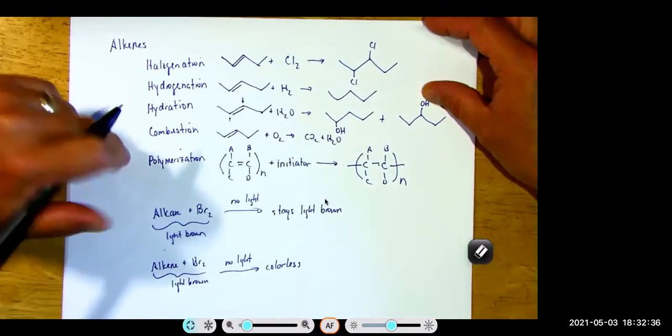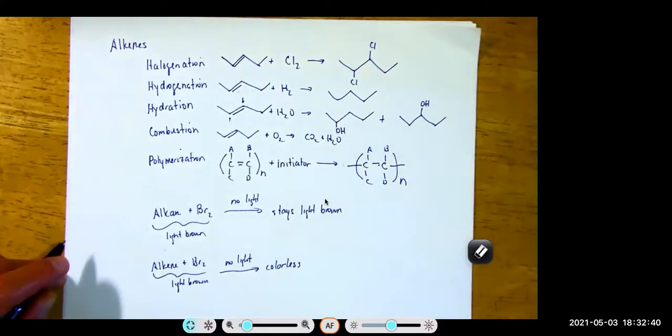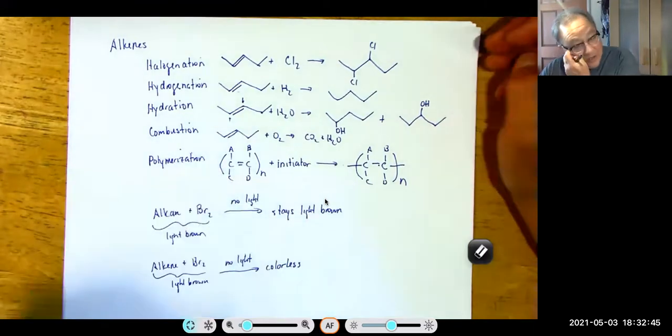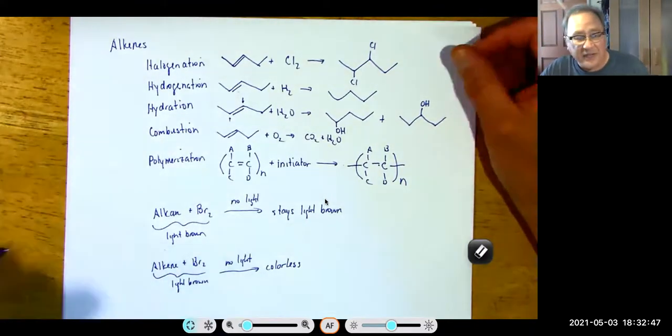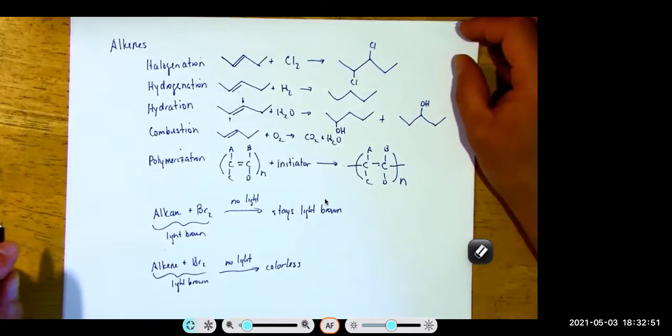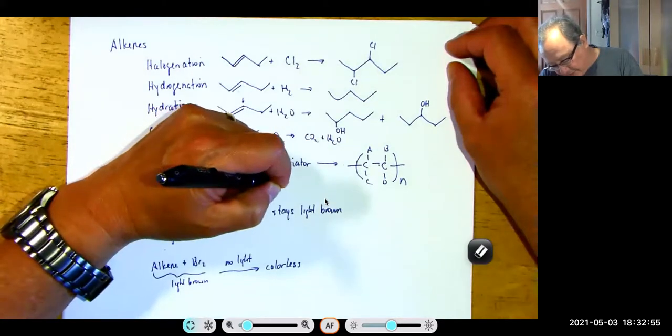So go ahead. Sorry, what was the initiator again? I forgot. The initiator is just a free radical. You don't need to know what this is. It's just a molecule that usually responds to light and it makes a free radical. But then it catalyzes the bonds changing to single bonds. Yeah, so this is a common initiator.